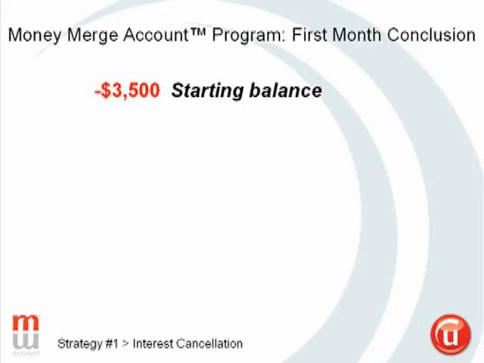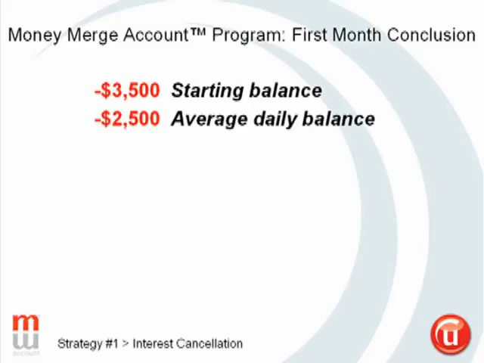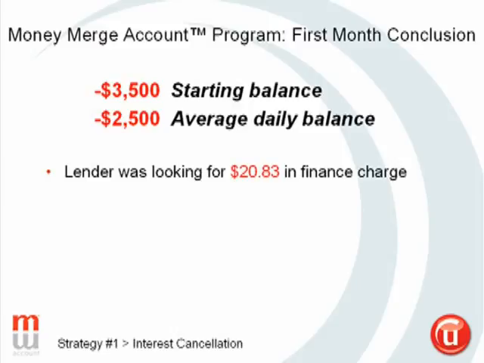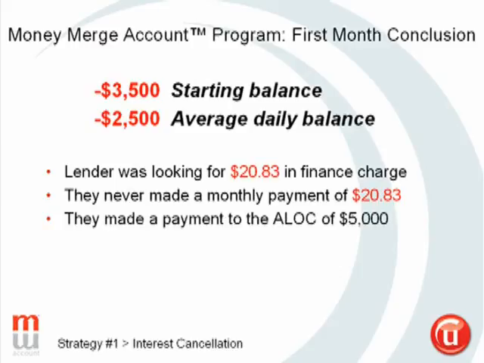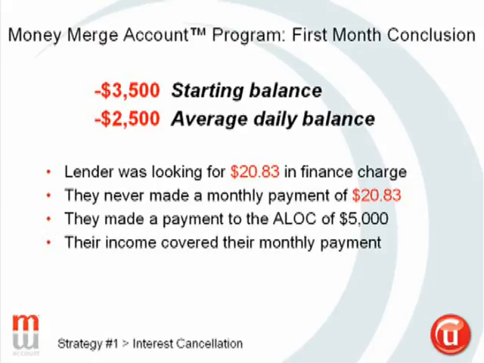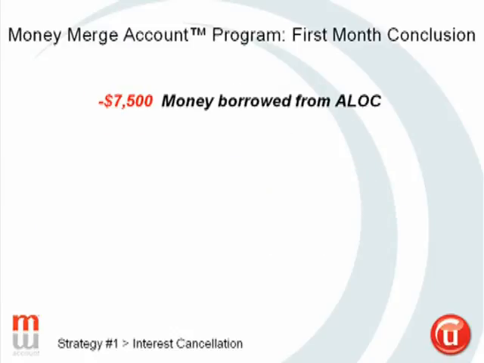John and Rebecca started with a balance of $3,500. They reduced that balance by $1,000 to $2,500 by applying all of their income through that, and the discretionary income was buying down that balance. The lender was looking for a payment of $20.83, but John and Rebecca Jones never made a payment of $20.83. They made a payment of $5,000. What that basically means is that their income covered the payment that the lender was looking for.